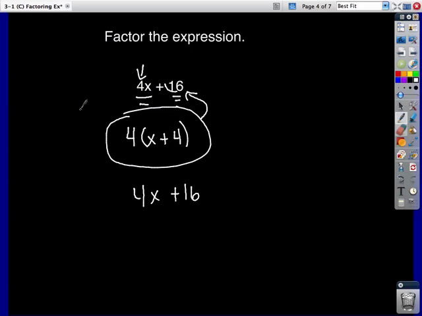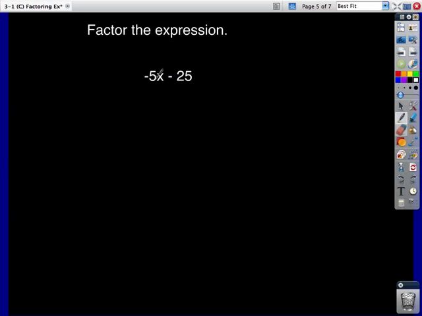And that's what factoring the expression means. If someone says factor the expression, they want you to find something that's in common to all the terms in the expression, the 4x and the 16, and pull it out. So this is the distributive property in reverse. Let's do another one. Here I'm looking for something that's in common. I see a -5 here and a -25 here. Right off the bat, I can tell that -5 goes into both.